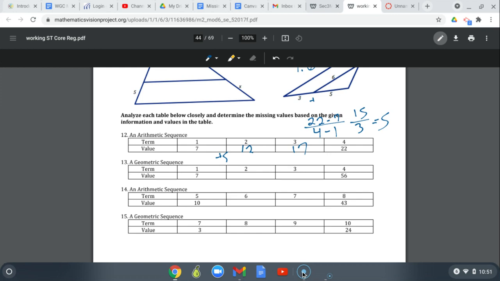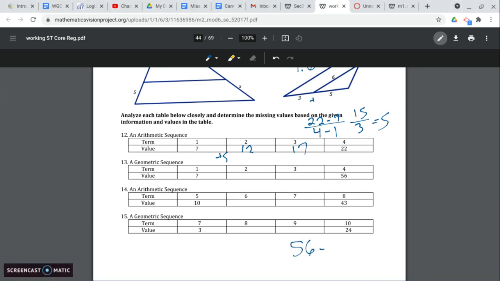So for the geometric sequence, here we're going to take the fourth term, 56, and we're going to divide it by 7, which is going to give us 8. And then because there are 2 places missing and the 56 was in the fourth, we're going to take the third root of 8, which is going to give us 2. So 2 is what we're multiplying by. So we take 7 times 2, which is 14, and 14 times 2, which is 28. And then 28 times 2 would give us 56, so it works out. So you'll do the same thing for 14 and 15. 14 is arithmetic, just like 12. 15 is geometric, just like 13.